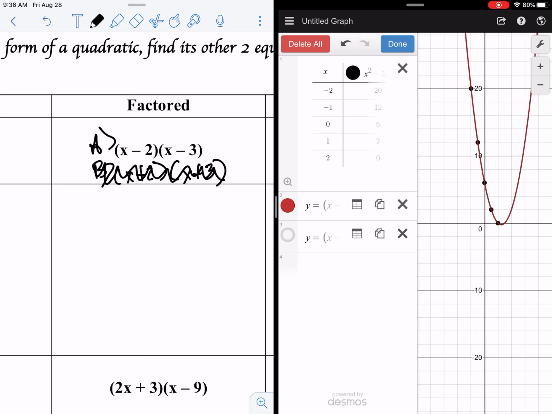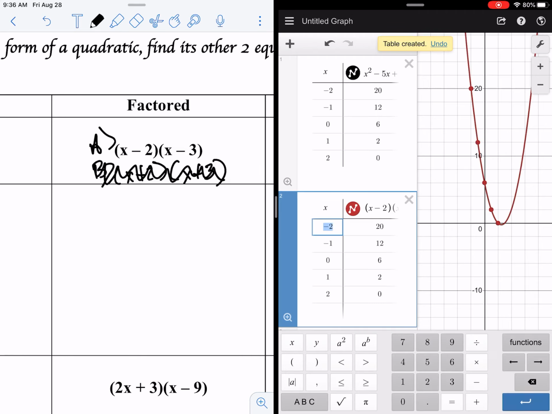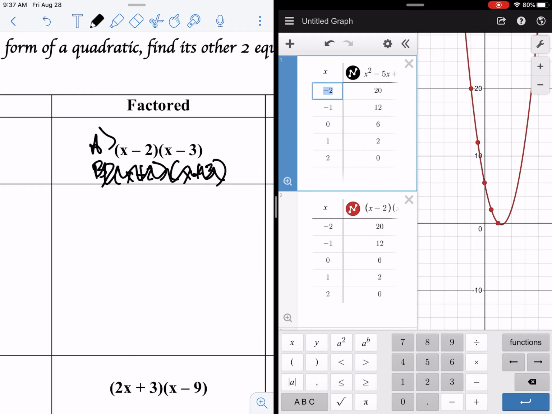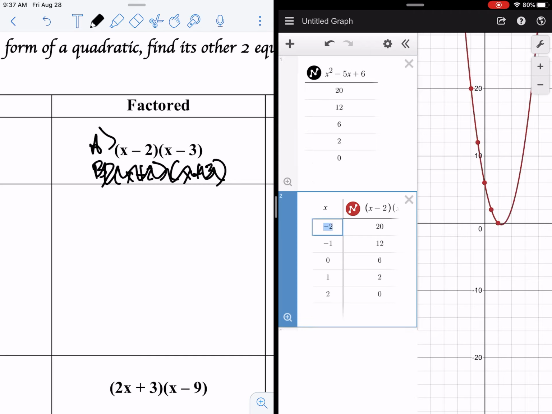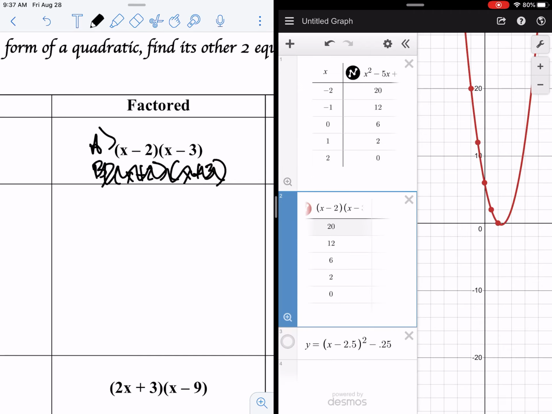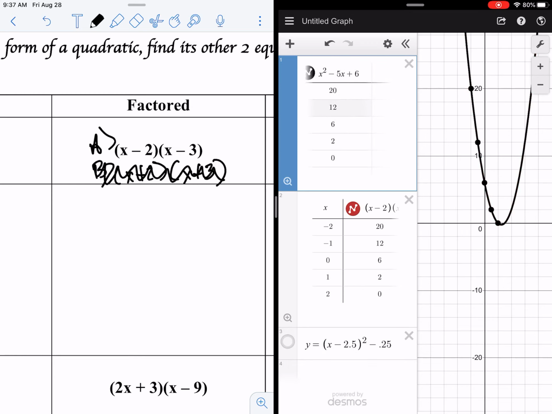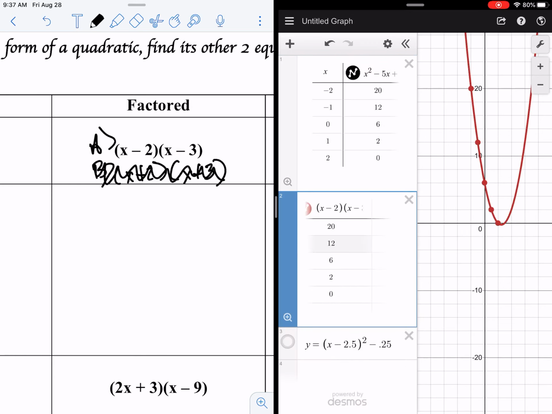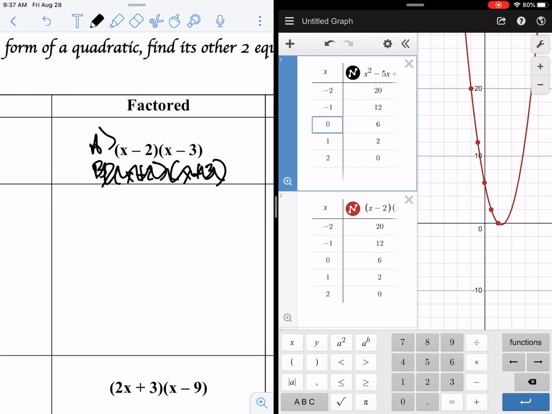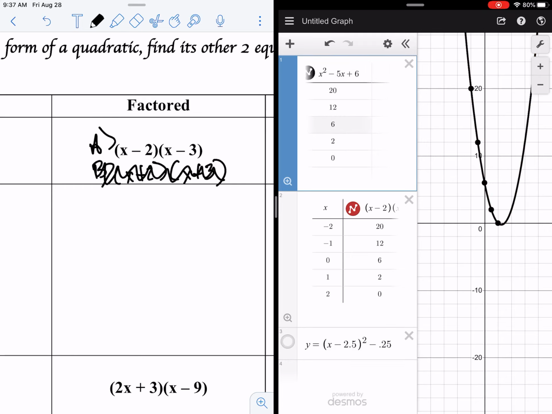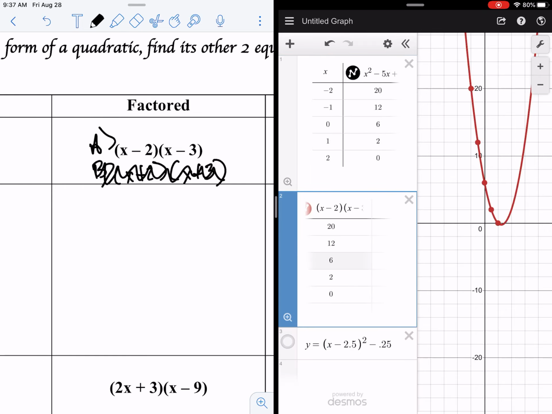Another thing you can go back and check is pull up a table for each equation, and you can see my given x squared minus 5x plus 6 and the x minus 2, x minus 3. When x is negative 2, y is 20 in both. When x is negative 1, y is 12 in both. So that's 2 points. When x is 0, y is 6 in both. So there's my 3 points that I need.